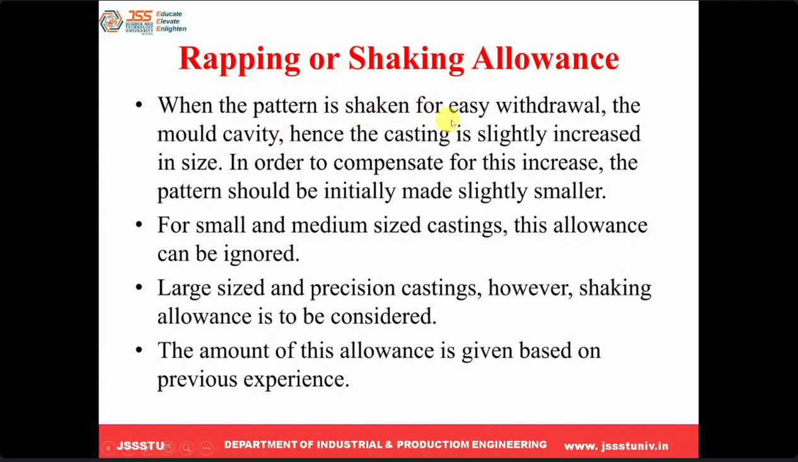The pattern is shaken so it can be easily withdrawn from the mold cavity, hence the casting is slightly increased in size. In order to compensate for this increase, the pattern should be initially made slightly smaller. For small and medium sized castings, this allowance can be ignored. For large sized precision castings, however, shaking allowance is to be considered. For small castings it is not preferred much, but for large castings this allowance is preferred.